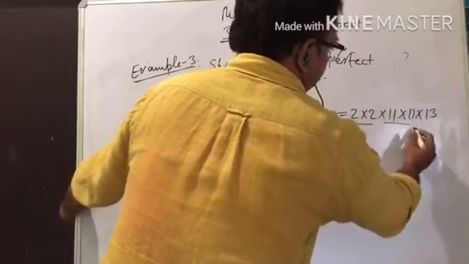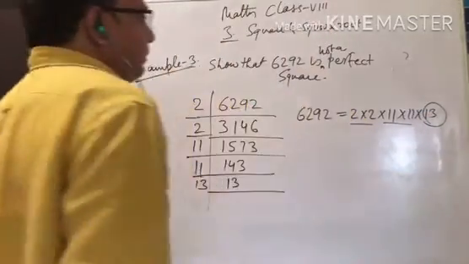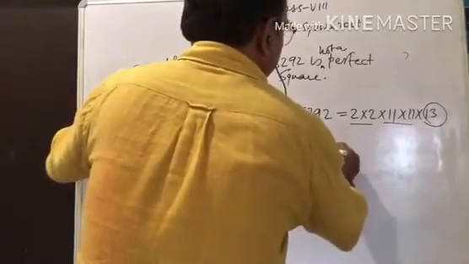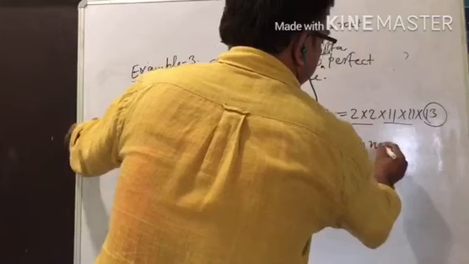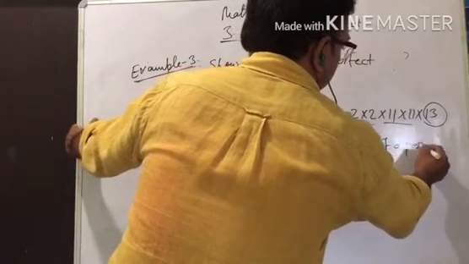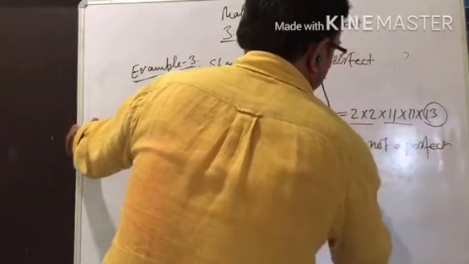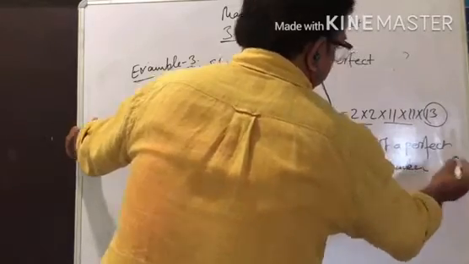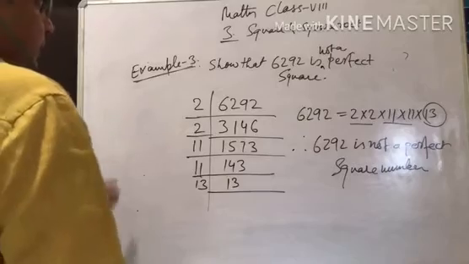So 2 and 11 are pairing numbers, but 13 is not a pairing number. Therefore 6292 is not a perfect square number. Now I think it's clear.